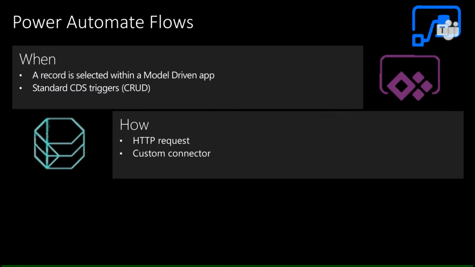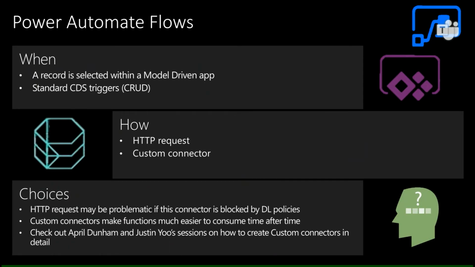That's great, but that's quite a high barrier to entry. HTTP requests are not easy for people that understand technology. If we want to make this easier for our Fusion developers, we need to start thinking about the custom connectors. We've seen a bit of an example of that earlier on, just before this session, and we're going to see bits and pieces later on about custom connectors from April Dunham and Justin New.